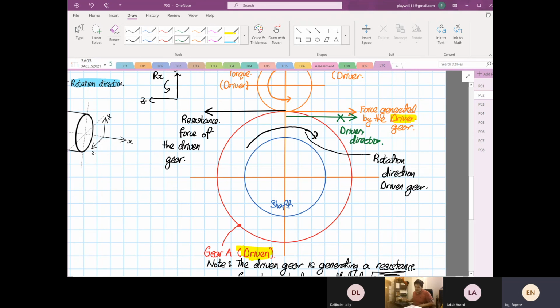Okay, so we are going to do an example. This example is pretty lengthy. It's not difficult, but it's lengthy.